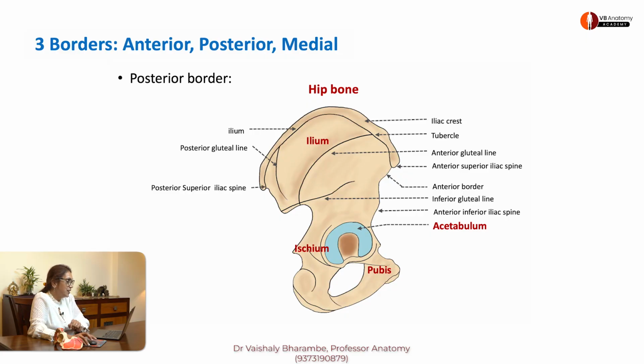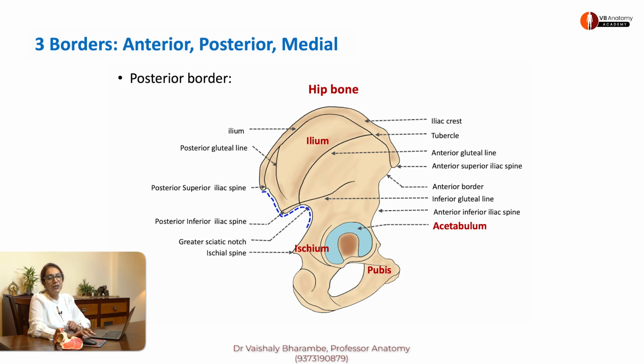Let's briefly touch upon the posterior border. Posterior superior iliac spine. Go to the posterior part of your iliac crest. We've done the posterior end of iliac crest. Posterior superior iliac spine. Posterior inferior iliac spine. And then the upper part of greater sciatic notch. That notch in which you put your thumb. And then there is the ischial spine. This becomes your posterior border.